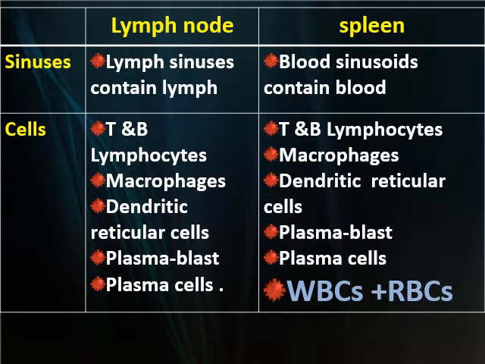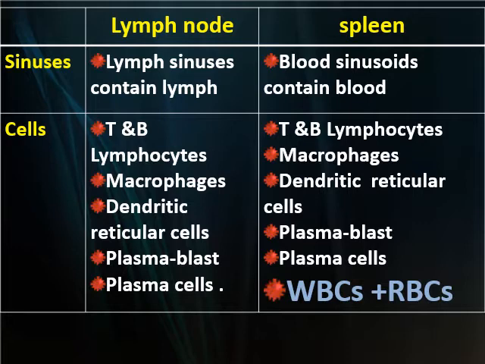What are the sinuses present in the lymph node and the spleen? The lymph node contains lymph sinuses. These lymph sinuses contain lymph. The spleen contains blood sinusoids, which contain blood.